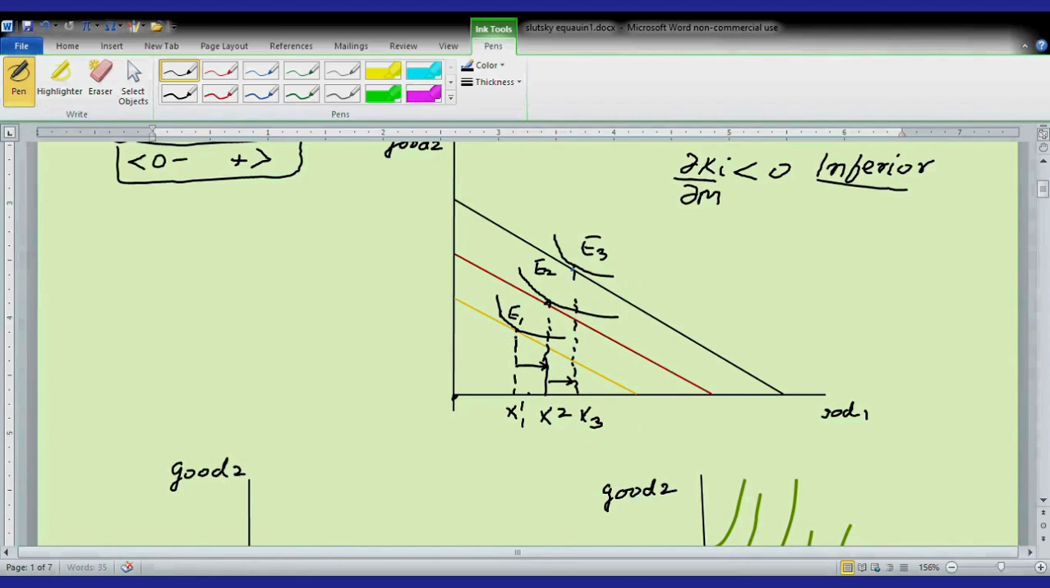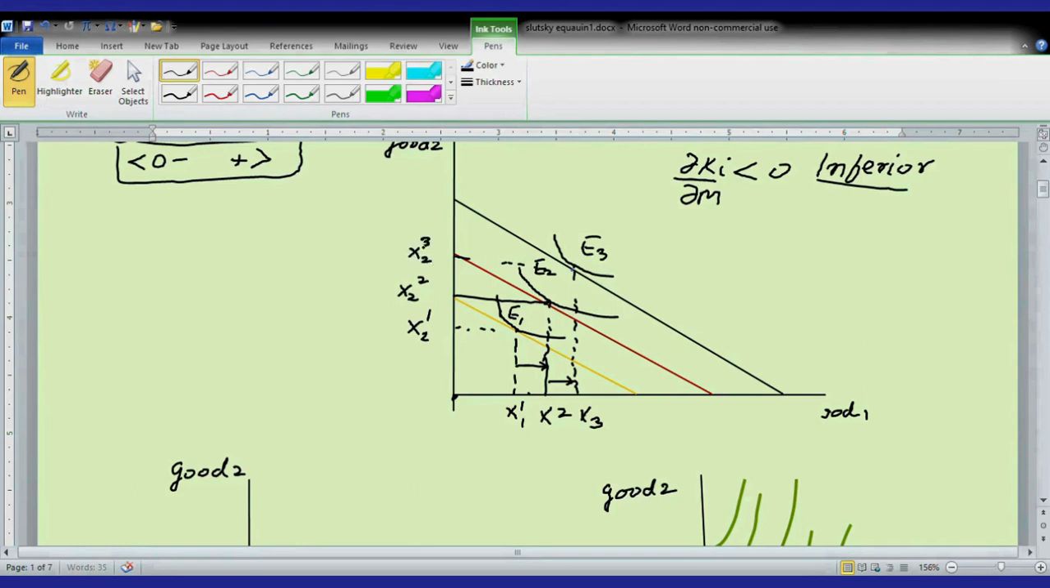In this particular example, note that good 2 is also a normal good because at a lower level of income, we had x21 units of good 2 being consumed, and when income increases, so that we move to a higher budget line, the person's consumption of good 2 increases to x22 and finally to x23. So this is an example where we see that both good 1 and good 2 are normal.